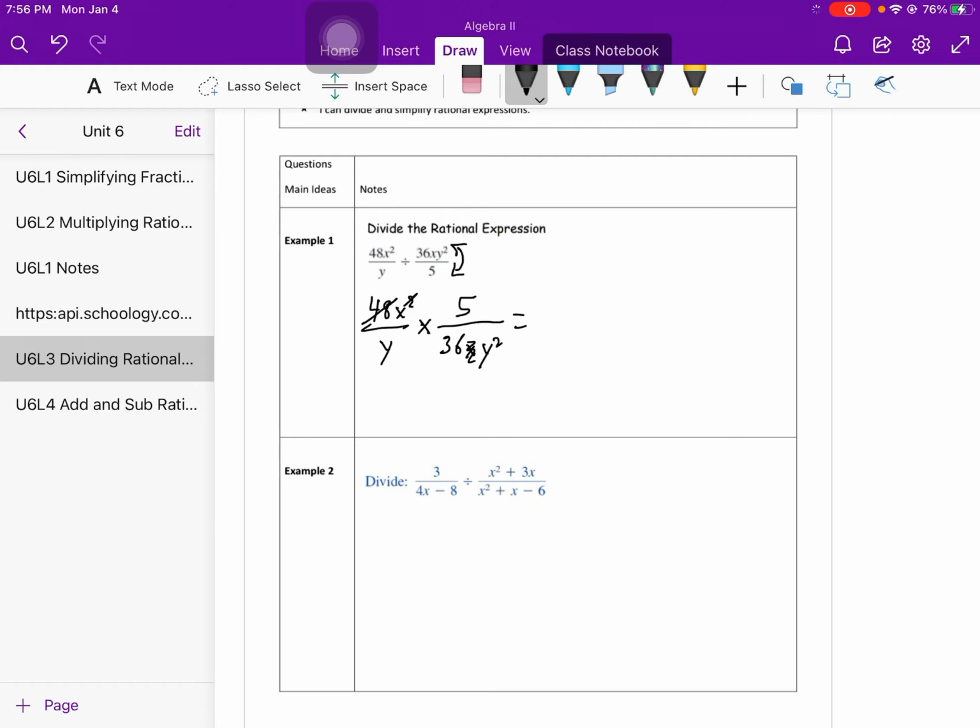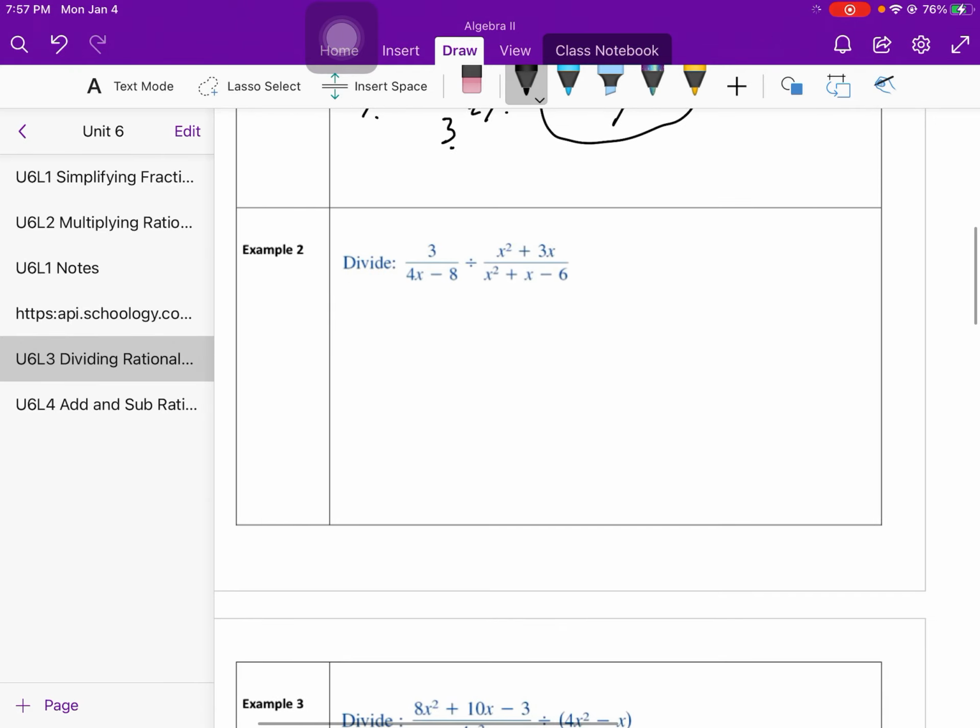If you look at 48 and 36, those have a common factor of 12. So if you take 48 divided by 12, you get 4. 36 divided by 12, you get 3. And now multiplying the top together, we have 4 and 5, which is going to give us 20. And we have this single x, we get 20x on the top. And then the bottom, we have a y, a 3, and a y squared. So I'm going to put the 3 first. And then we have y times y squared, which gives us y cubed. I'm just going to quickly check over my answer. I don't have any common factors on the top or the bottom, so we're as far as we can go.